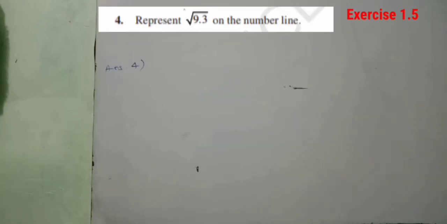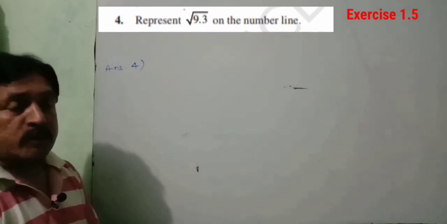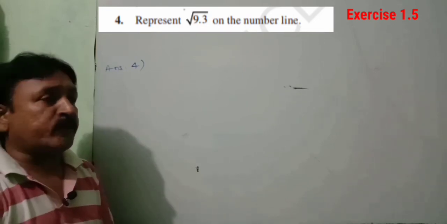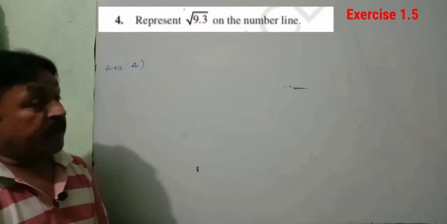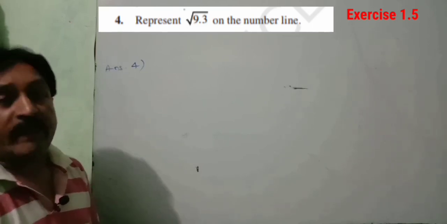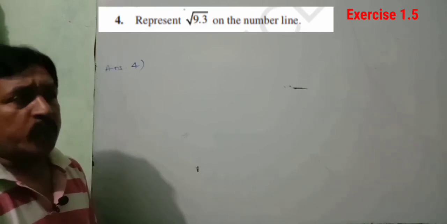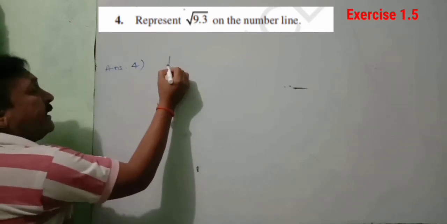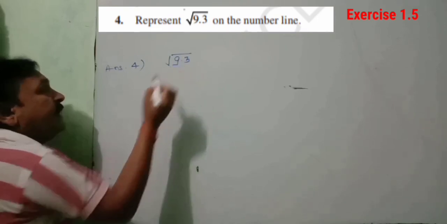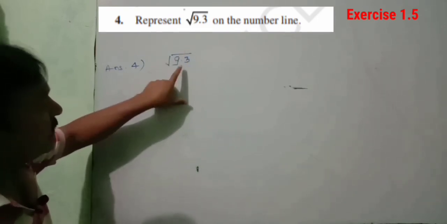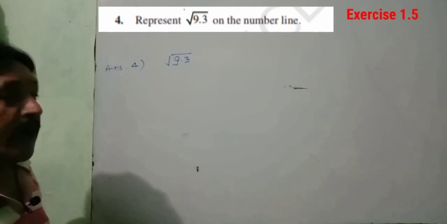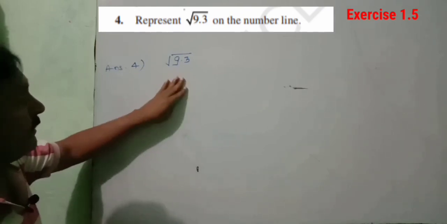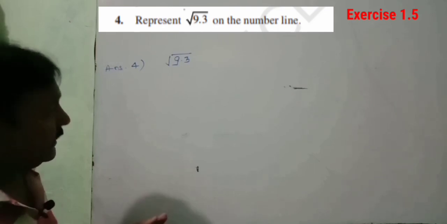Okay, now see on the board, it is saying represent root 9.3 on the number line. Okay, in this chapter previously also I had explained to you the spiral method. In that method, with the help of that method, we had represented root 2, root 3, root 5 on the number line. But here the requirement is root 9.3. It means within the square root some value is coming in decimal. Okay, so how to represent it? So we can represent it by following a process. Okay, see it in a very proper way.